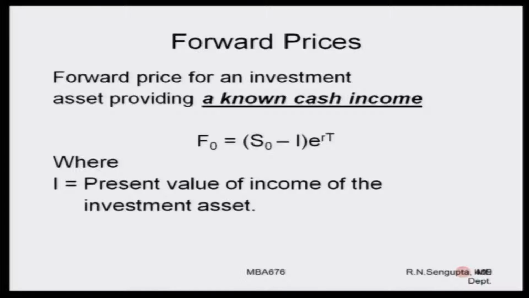Now, consider a forward price for an investment which pays dividends at some intermittent times. What is given is S0 minus I, where I is basically the present value of all the intermittent payments. Here it is not given a suffix. So, I is the present value of all the incomes from the investment asset.